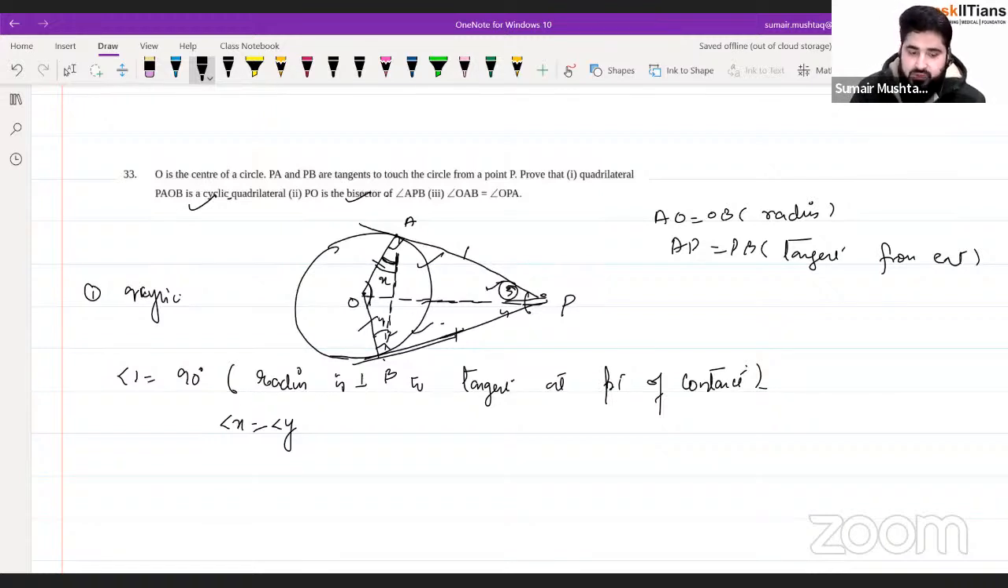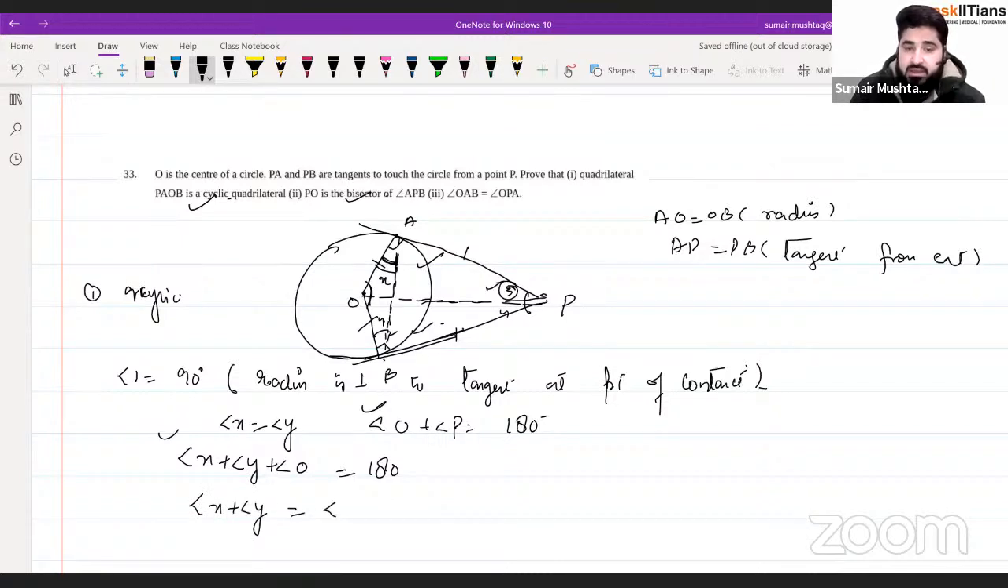And this angle O. Also, I can say that angle O plus angle P is equal to 180 degrees. Angle X plus angle Y plus angle O is also equal to 180 degrees. I can equate these two. Angle X plus angle Y is equal to angle P. Angle X plus angle Y plus angle O is equal to angle O plus angle P. Angle O will go.